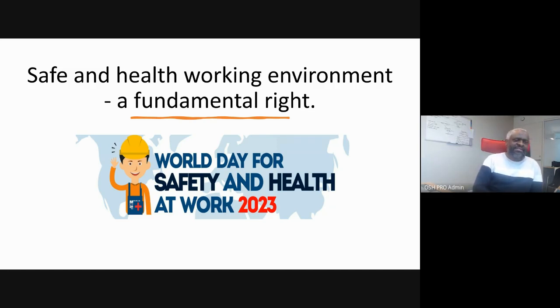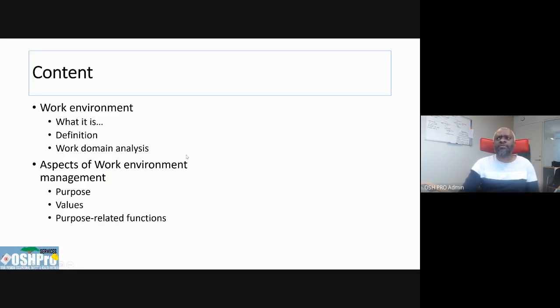You'll see differences maybe in terminology used, as working environment or work environment. Actually, it's one and the same thing. We're talking about the same thing. So I will be referring to work environment in this presentation, but it has the same meaning as working environment. So I'm going to talk about work environment, what it is.